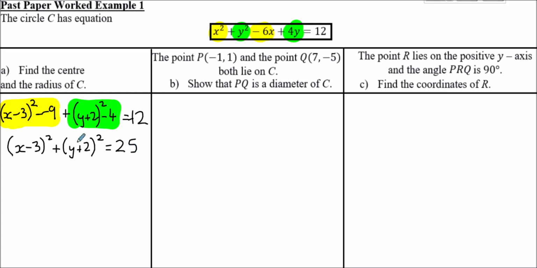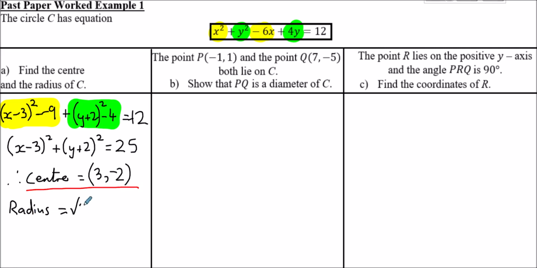So now we've got all we need. So the centre, we can use these two numbers here. We take this minus 3 and swap its sign, so positive 3. We take this positive 2 and swap its sign, so the y-coordinate of the centre is minus 2. And the radius is just simply the square root of this number at the end. So square root of 25 is obviously going to be 5.